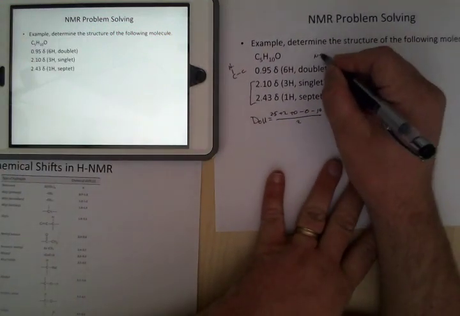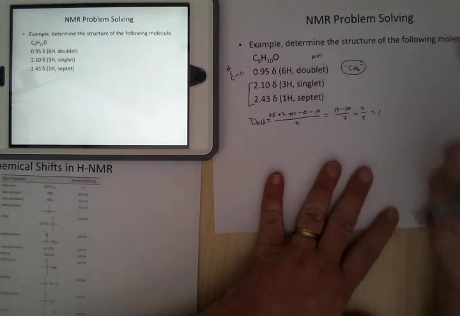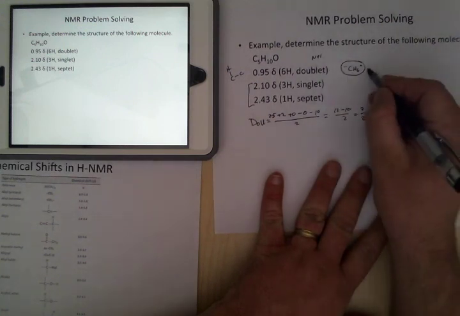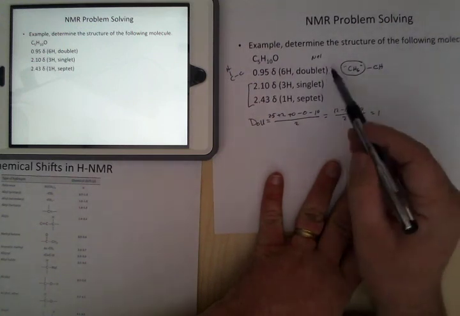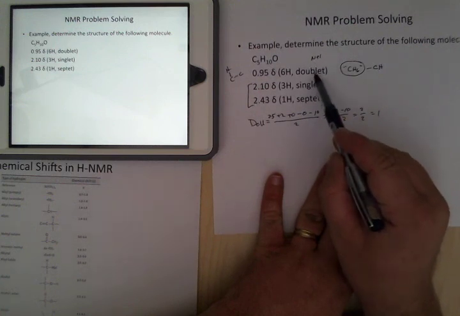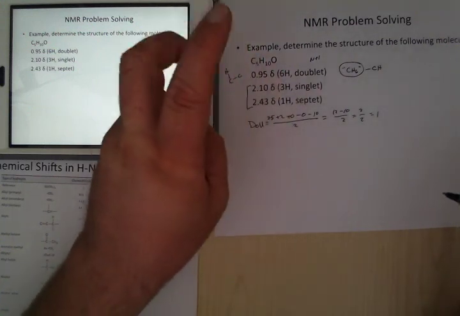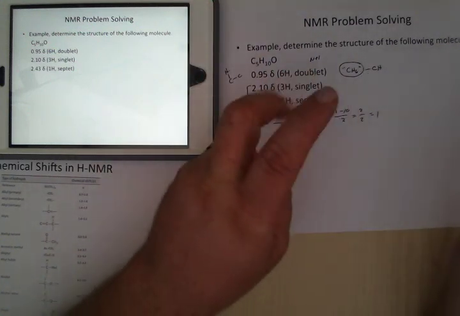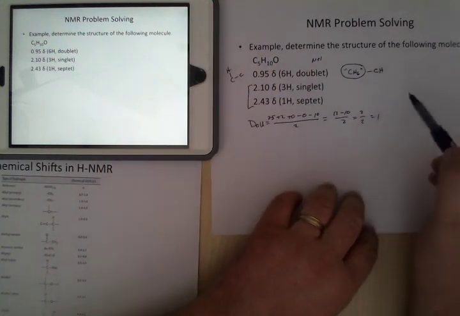So remember, it's n+1. A doublet equals 2, so n has to be what? We have to have one neighboring hydrogen, plus 1 to give the 2. So it's the equivalent of a CH6 next to a CH.